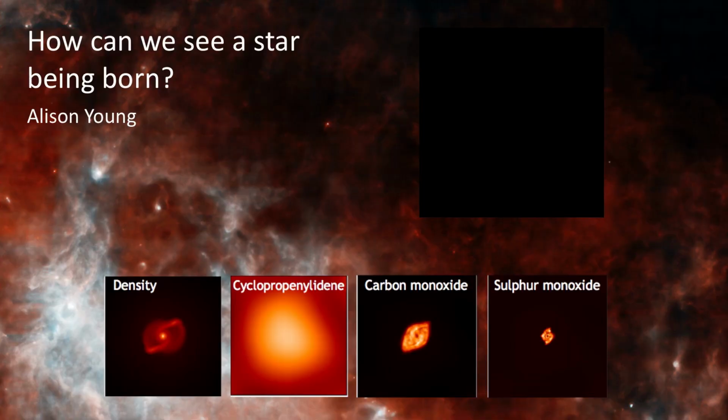We'd really like to be able to see one of these things in real life, but we haven't yet. And that's partly because they're still buried deep within the clouds that they're formed from. They're also still very dim, and they also look a lot like more developed protostars, so it can be hard to tell the difference. One way that we might be able to tell the difference, though, is through chemistry.